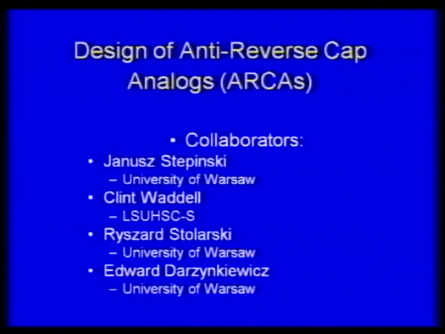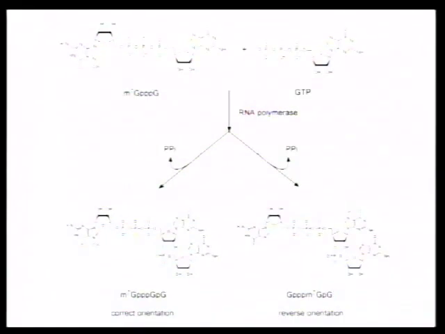Okay, now I'm going to switch over to the cap analog and how we can modify that. A very useful tool in producing proteins is to make messenger RNAs in vitro from DNA templates with a cap at the 5' end, because capped messenger RNAs are translated much better, and they can be introduced into cells by RNA transfection, and they're translated maybe 10 to 100 times better in a living cell.